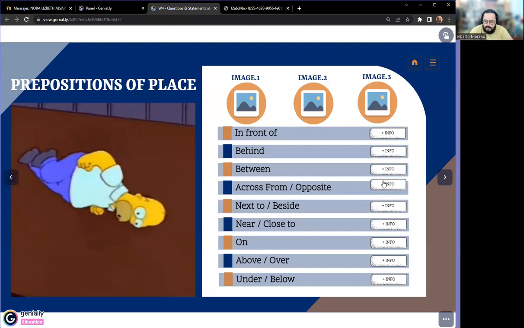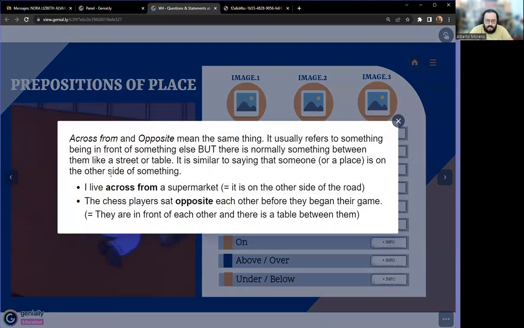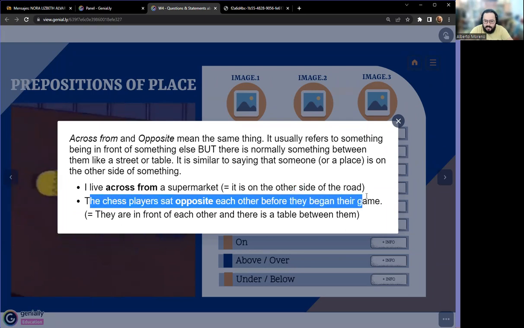Y también tenemos across from or opposite. Across from es a través de y opposite es en sentido opuesto. Puede traducirse como en contraesquina. En el lenguaje coloquial puede ser contraesquina. Por ejemplo, the chess players sat opposite each other before they began their game. Los jugadores de ajedrez se sientan de manera opuesta antes de comenzar su juego. They are in front of each other and there is a table between them.